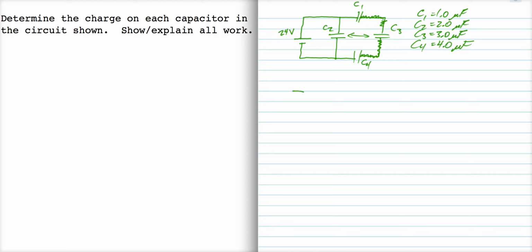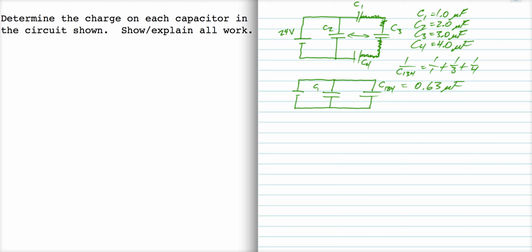I'm going to reduce this system and simplify it so that we've got one capacitor that has a capacitance C1, and I got another capacitor over here that is C134. Okay, and to find C134, those capacitors are in series, so that's 1 over 1 plus 1 over 3 plus 1 over 4. So C134 is 0.63 microfarads.